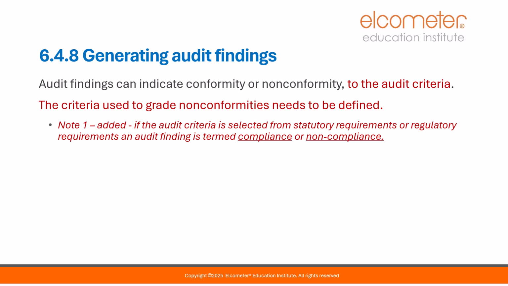Under 19011:2025 draft version, Clause 6.4.8, generating audit findings, there were updates to the language. Audit findings can indicate conformity or nonconformity, and they added to the audit criteria. The criteria used to grade nonconformities needs to be defined, and there was a note added. Note 1, if the audit criteria is selected from statutory or regulatory requirements, an audit finding is termed as compliance or non-compliance versus conformance or non-conformance.